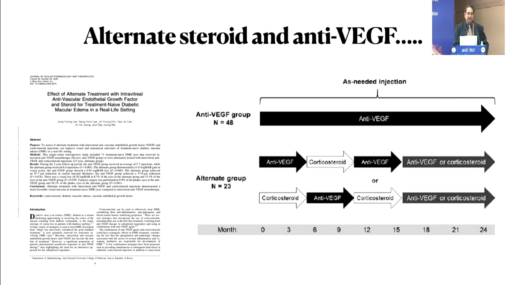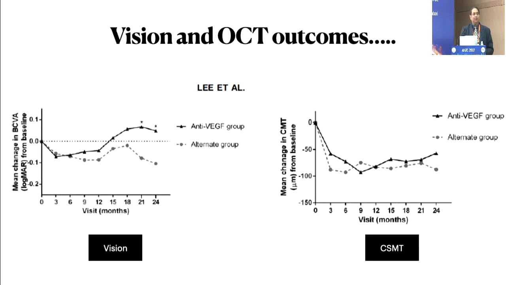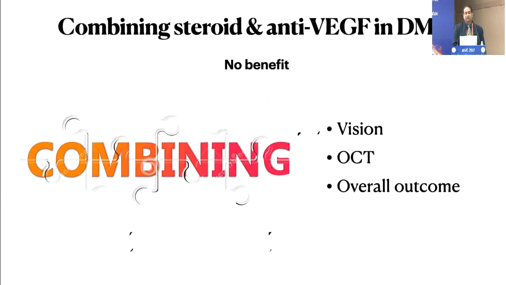This is one of the studies which I came across, a nice prospective study where they alternated: one group started with anti-VEGF, one started with corticosteroid, and then they changed in between. And you see here again, they found that visual outcome and OCT outcome both were better if you are giving only anti-VEGF alone. In the alternate group, the outcomes as far as vision and macular thickness were not that great. So probably combining is not a great idea as far as diabetic macular edema is concerned, both in terms of vision, OCT and overall outcome of the patient.